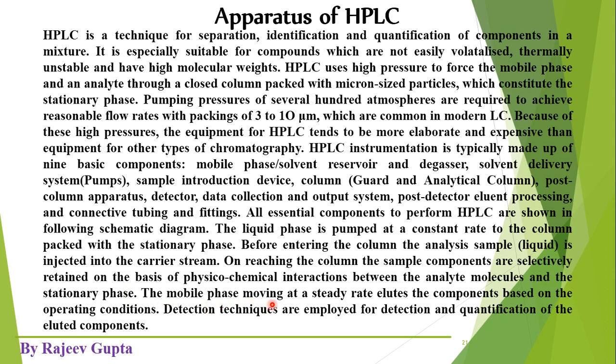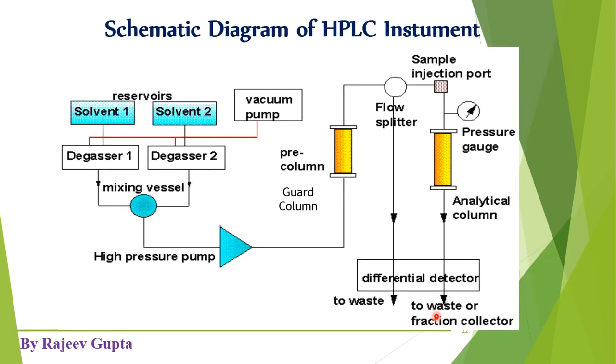The mobile phase moving at a steady rate elutes the components based on the operating conditions. Detection techniques are employed for detection and quantification of the eluted components. The components which are eluted from our analytical column will be detected using detectors. So this is the schematic diagram or block diagram of the HPLC instrument.